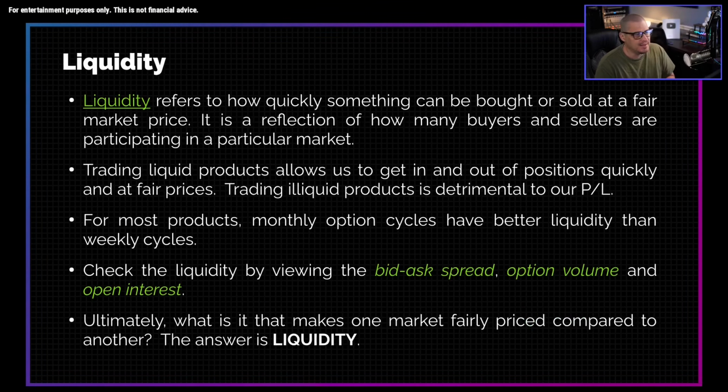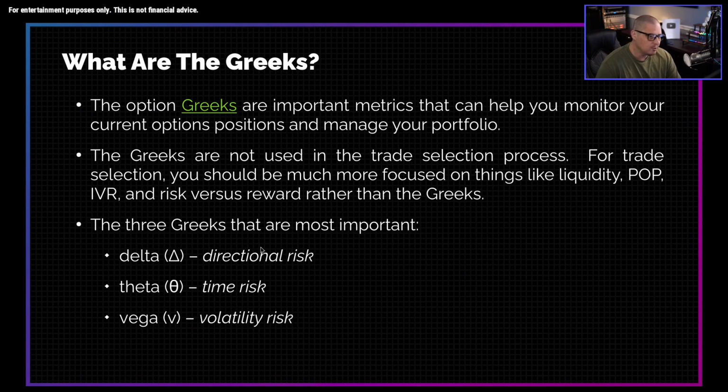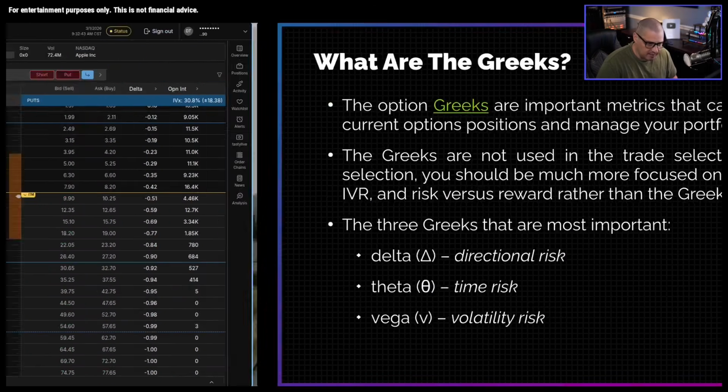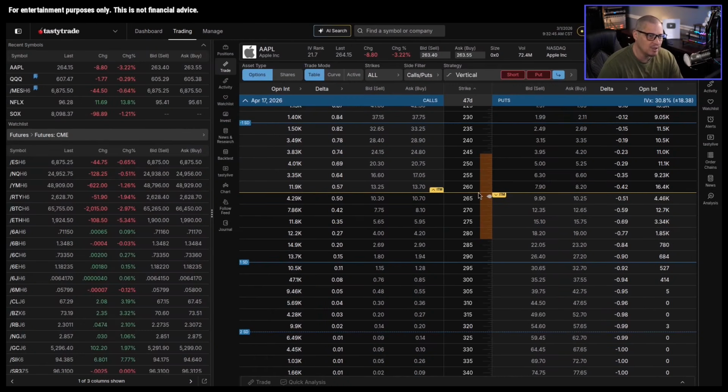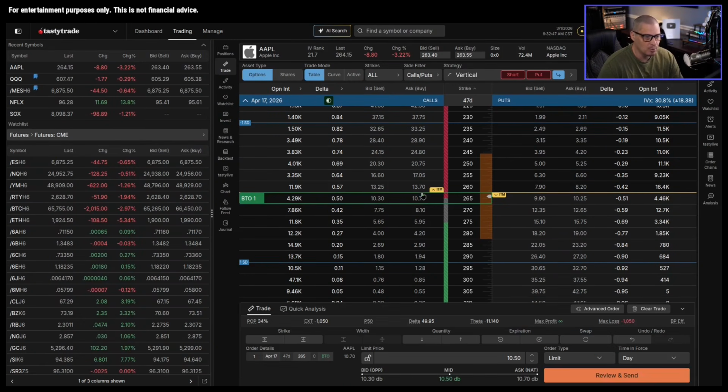Let's talk about liquidity. Liquidity refers to how quickly something can be bought or sold at a fair market price. And the three Greeks that are the most important to monitor are delta, which is your directional risk, theta, which is your time risk, and vega, which is your volatility risk. And in fact, when it comes to the pricing of an option, why is an option priced the way it is? Why is this 265 call priced at currently $10.50?